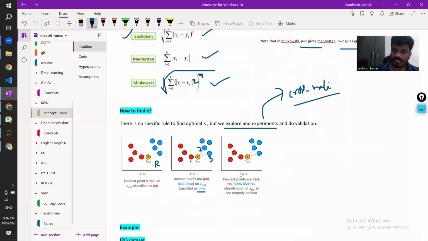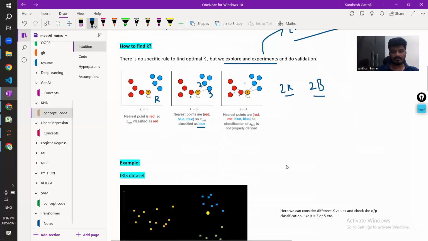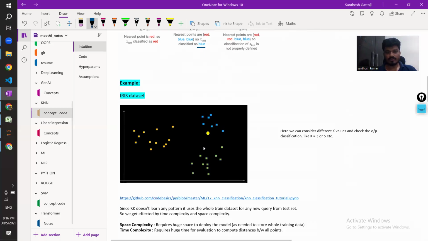But if I go for k equal to 4, these two, so 2 red, 2 blue. Now what will the classification be? It's not properly defined, right? When you have this situation, with 2 red and 2 blue, it is not properly defined. So that's why we have a few rules.